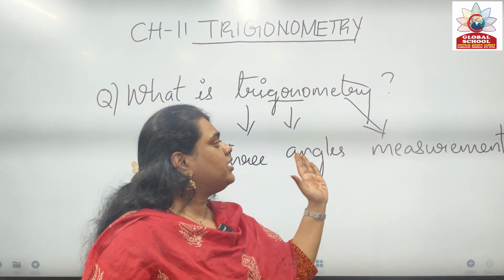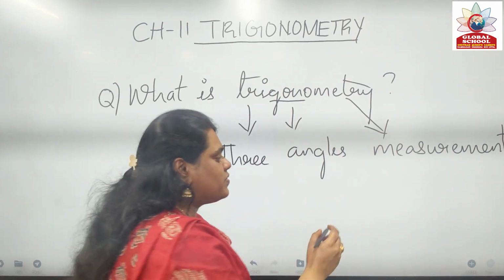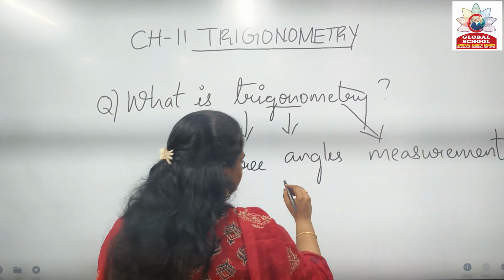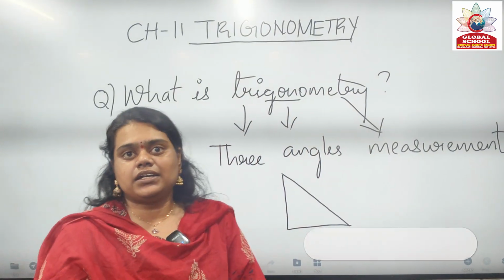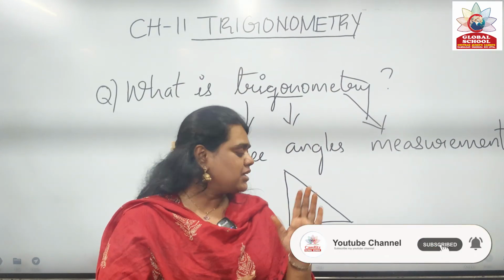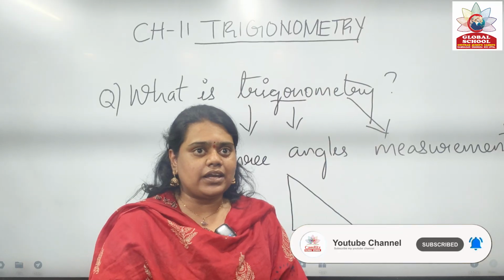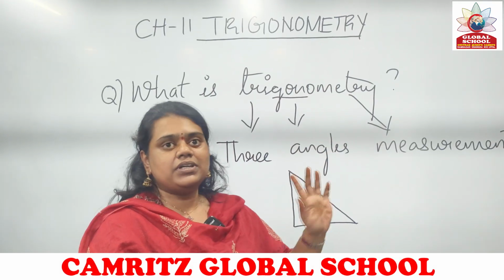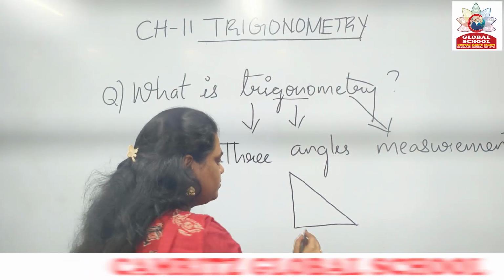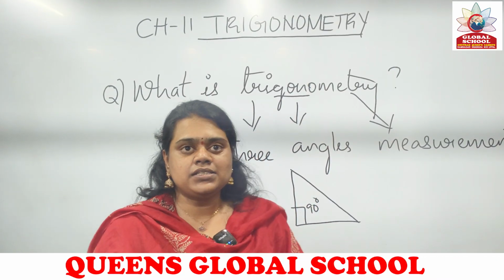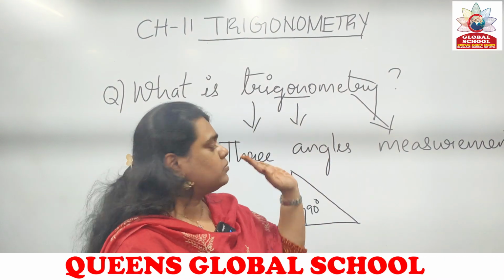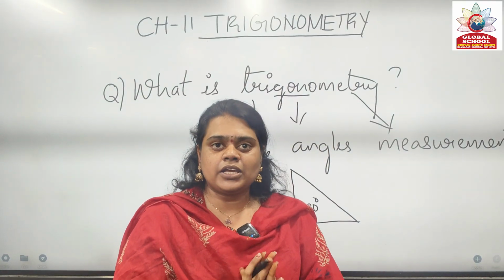It is the measurement of the 3 angles of a triangle, and especially a right-angled triangle. Not all triangles, but especially a right-angled triangle. The measurement of 3 angles is called trigonometry. Right angle, we all know that it is a 90 degrees angle. I hope you understood the basic idea about trigonometry.